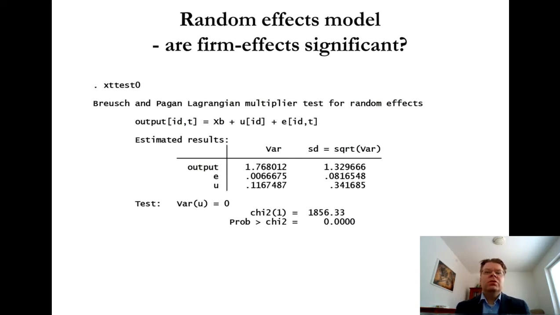If you understand what the null hypothesis is, for example, here it's quite clear that the null hypothesis is that the variance of U is equal to zero, and then you have this test statistic which follows the chi-squared distribution with 1 degree of freedom, and then Stata actually reports the p-value for this test also automatically.